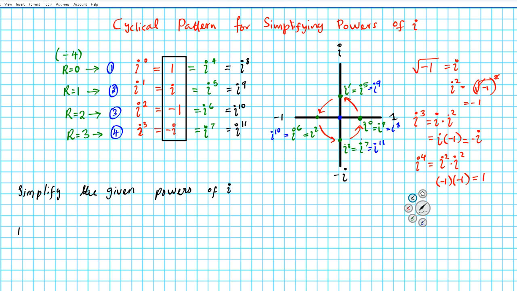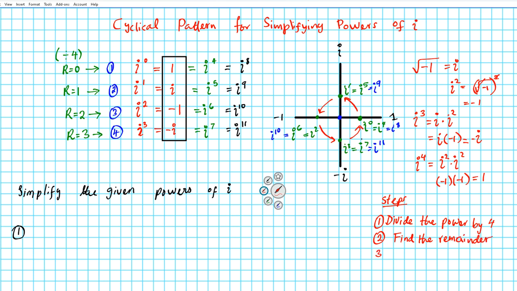All right. So the steps for finding powers of i. Let's write it here. All you just do is, 1, divide the power by 4. And then upon division, you find the remainder. And then you rewrite using the remainder as a power.